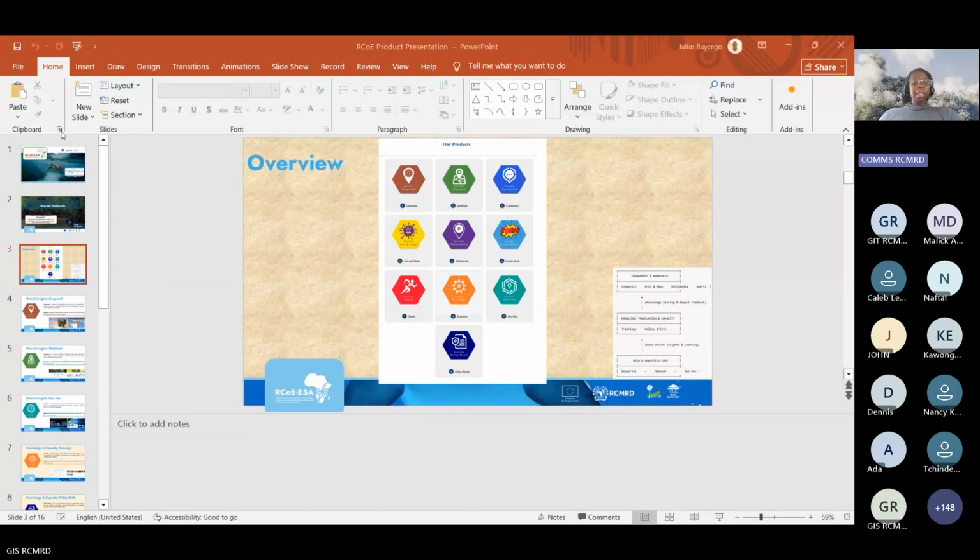Now, moving on swiftly, I'd like to introduce Mr. Joseph Ndana, our GeoIT specialist, who will present the RCOE product suite. Joseph will highlight the digital tools, platforms, and innovations developed to improve spatial data access, integration and application across biodiversity and ecosystem management efforts. Welcome, Joseph.